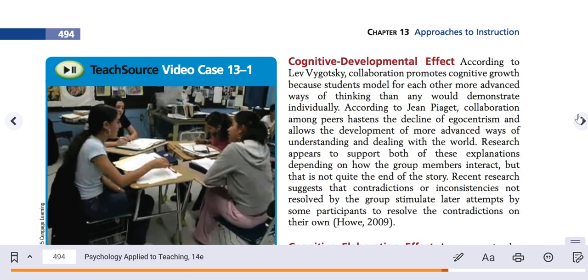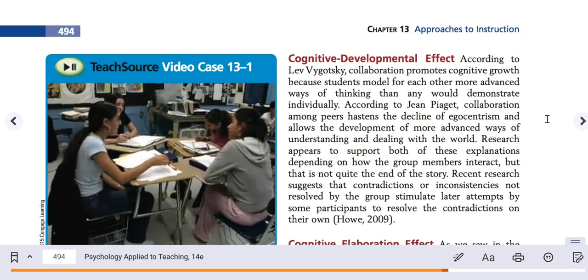Cognitive developmental effect. According to Lev Vygotsky, collaboration promotes cognitive growth because students model for each other more advanced ways of thinking than any would demonstrate individually. According to Jean Piaget, collaboration among peers hastens the decline of egocentrism and allows the development of more advanced ways of understanding and dealing with the world. Research appears to support both of these explanations depending on how the group members interact, but that is not quite the end of the story. Recent research suggests that contradictions or inconsistencies not resolved by the group stimulate later attempts by some participants to resolve the contradictions on their own.